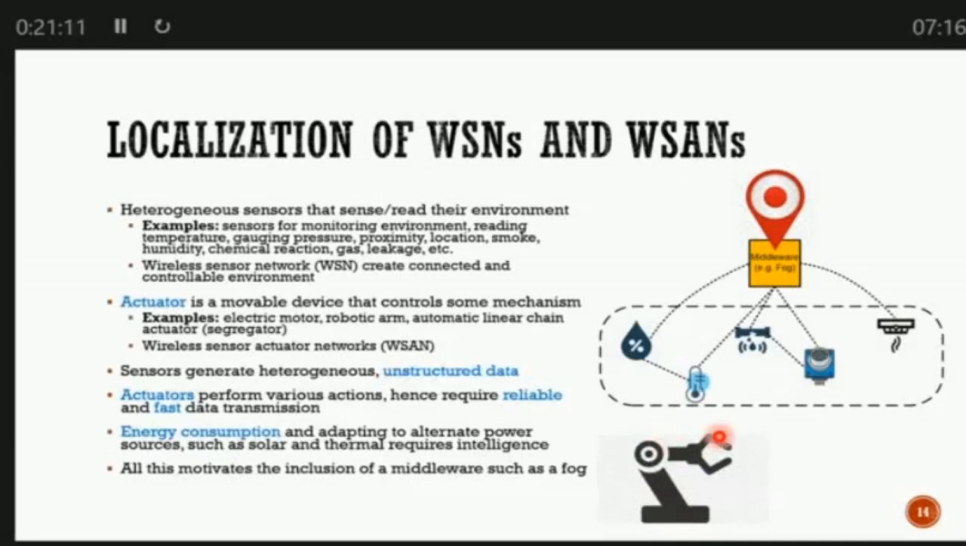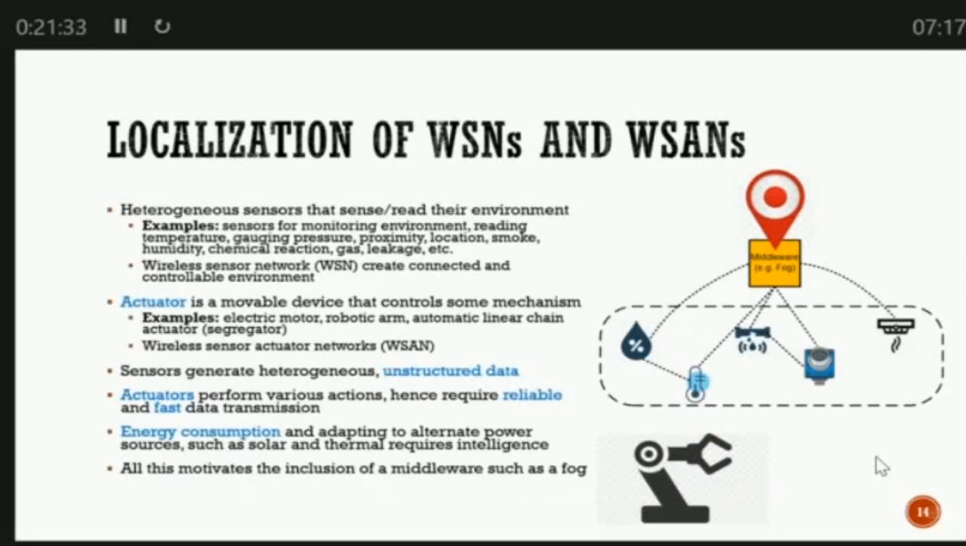Actuator can move or control something. So this means that actuator's job is slightly different from sensor's job. In case of actuator, you might be controlling the actuator through the internet because we are talking about industrial Internet of Things. So it means that the actuator is also part of the internet.